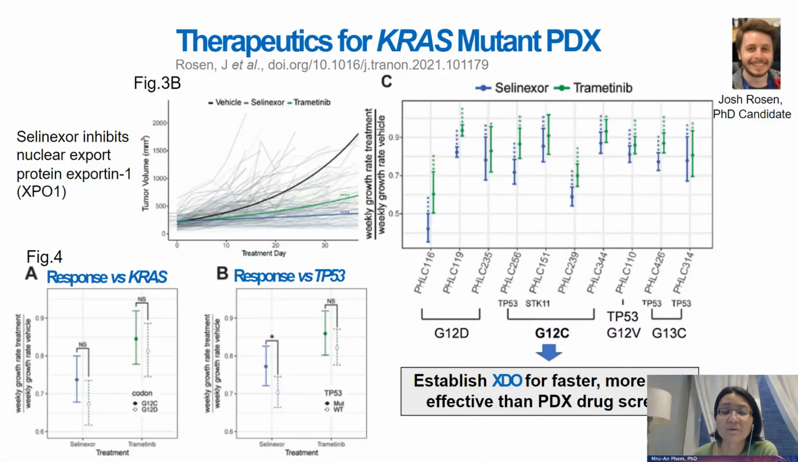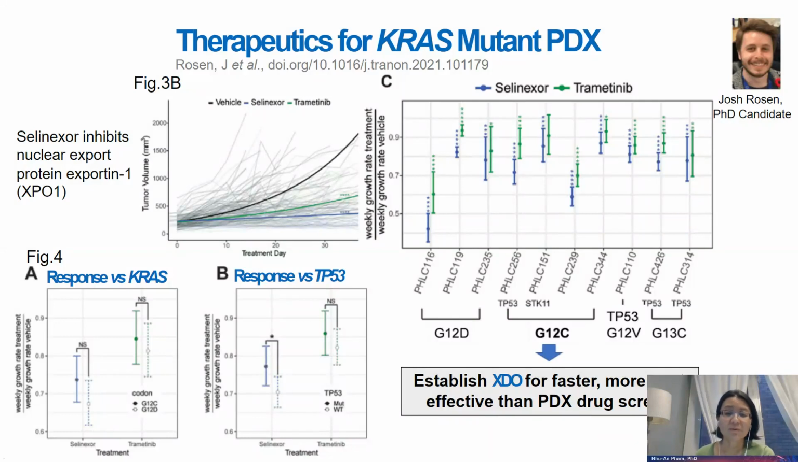And here in panel figure 3B, Josh used the PDX to do the drug screen for the drug selinexor, which inhibits a nuclear export protein, exportin, and KRAS mutant is thought to be sensitive to this drug. And he compared it with another drug, possibly inhibiting the same pathway, the RTK RAS-RAF pathway. He wanted to see if the two drugs had the same effect, since potentially they're inhibiting the same pathway.